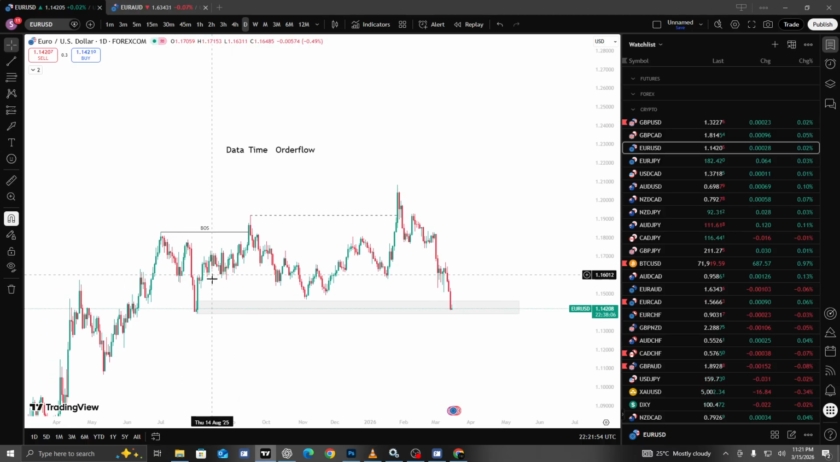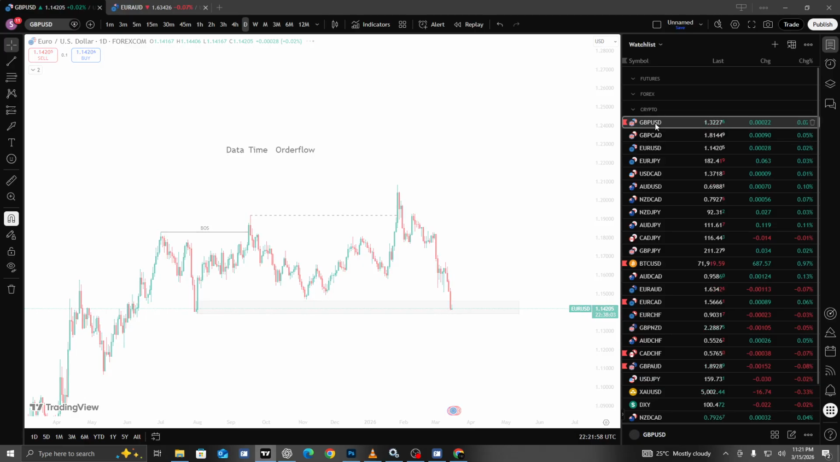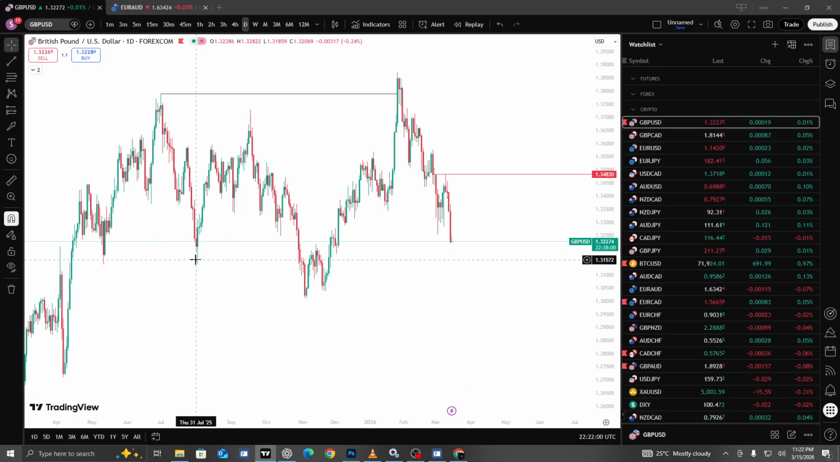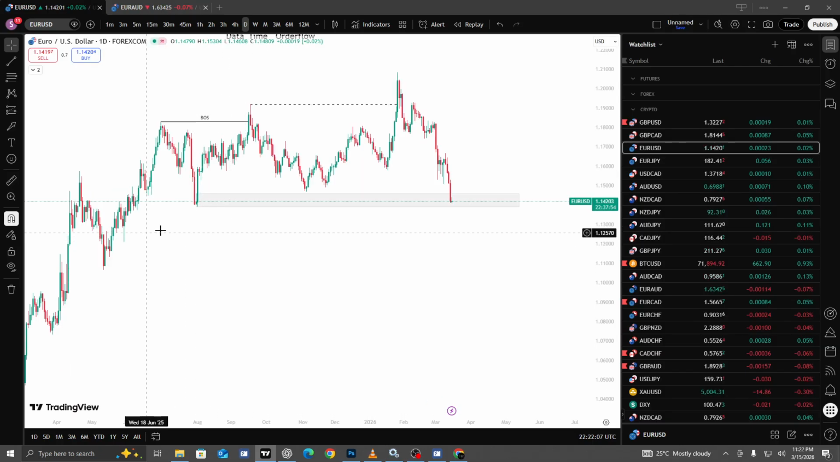So this structure on Euro USD correlates with GBP USD. When you look at this swing low, that was I think on the 1st August of 2025, right? The same thing applies to Euro USD, 1st August 2025.